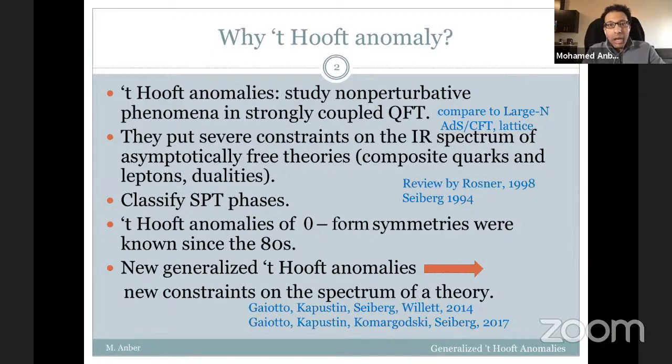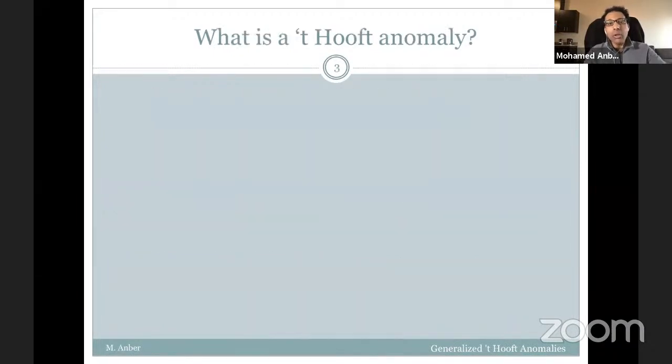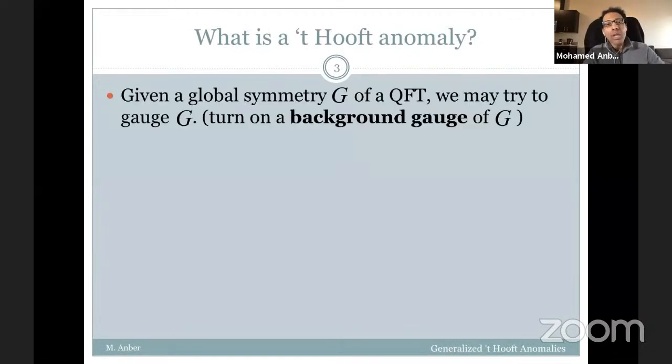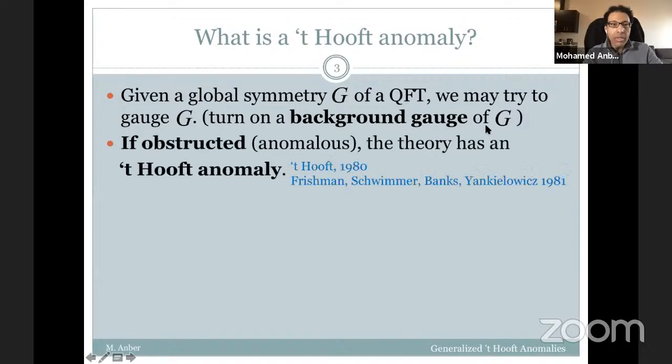So I told you why we are interested in 't Hooft anomalies, but I haven't told you what a 't Hooft anomaly is. So given a global symmetry G of a quantum field theory, we may try to gauge G. And here I am being very specific because by gauging here, I mean turning on a background gauge field of G, or background source of G. So I don't sum over gauge bundles of G, and this is important. So if the symmetry is obstructed, then we say that it is anomalous, and we say that the theory has a 't Hooft anomaly. So in this regard, the 't Hooft anomaly is not something bad within the theory. There is no sickness within the theory. It is a way to study the theory.